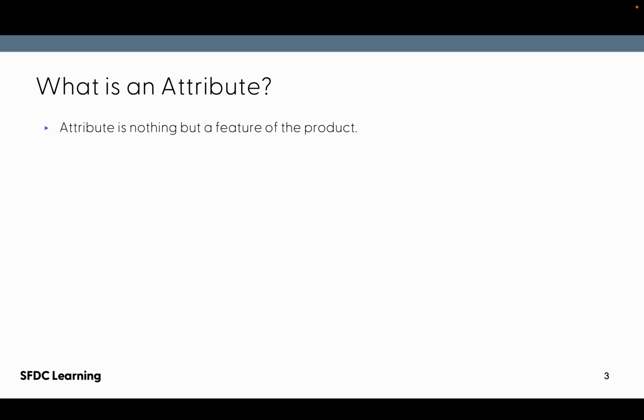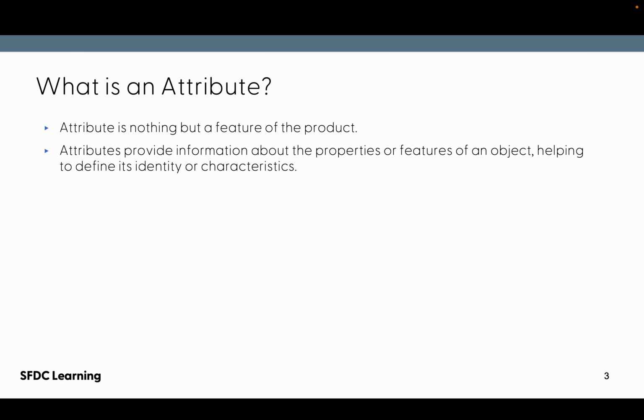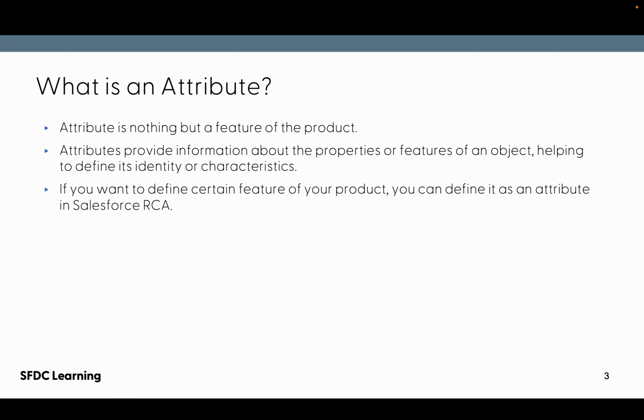So what is an attribute? An attribute is nothing but a feature of a product. It provides information about properties or features of an object, helping to define its identity or characteristics. If you want to define certain features of your product, you can define it as an attribute in Salesforce RCA.